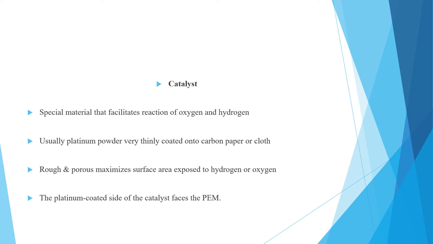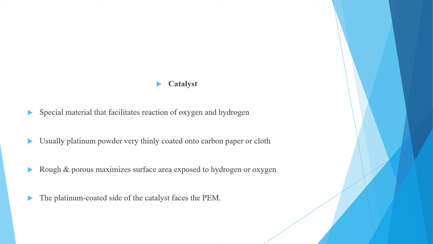Normally platinum powder is used for the catalyst. This platinum powder is very thinly coated onto carbon paper or cloth. The platinum-coated side of the catalyst faces the PEM, or proton exchange membrane. So students, these are the four parts needed to construct a fuel cell: anode, cathode, electrolyte and the catalyst.